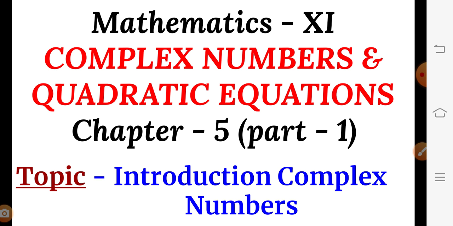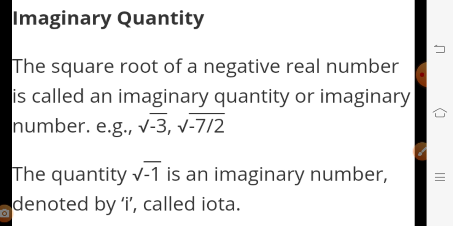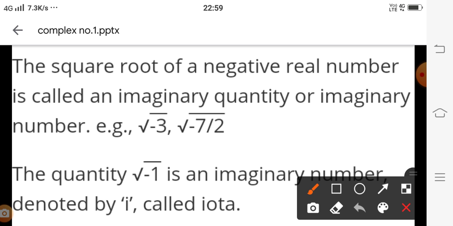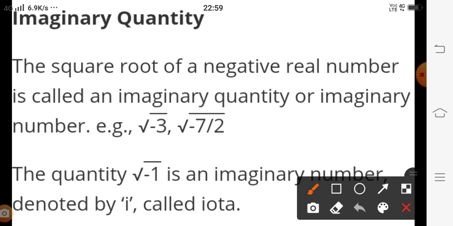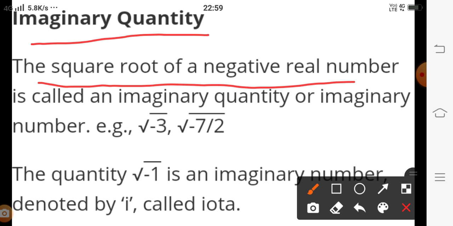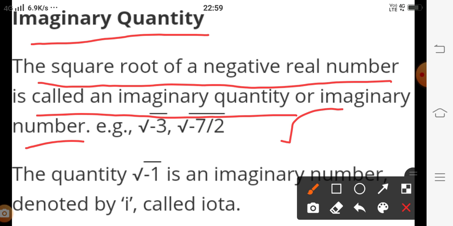Let us start this chapter with some general instruction. What we know about the complex number, you have to remember. We generally call this the imaginary quantity. The square root of a negative real number is called an imaginary quantity or imaginary number. For example, under root minus 3, under root minus 7 by 2, under root minus 2. Any value that is negative in the square root, we call an imaginary quantity or imaginary number.